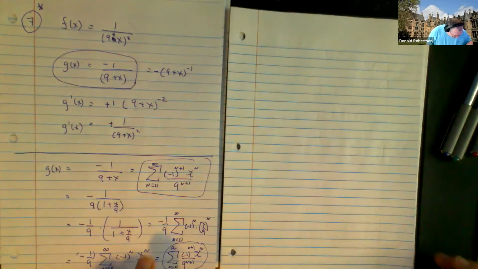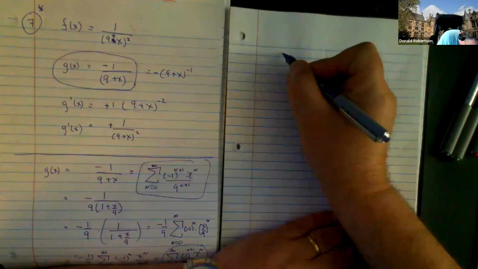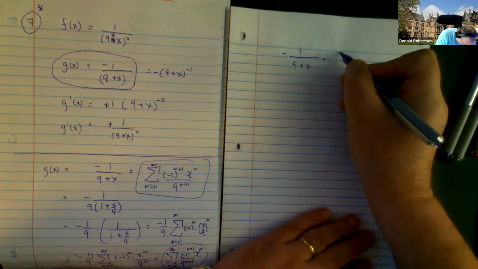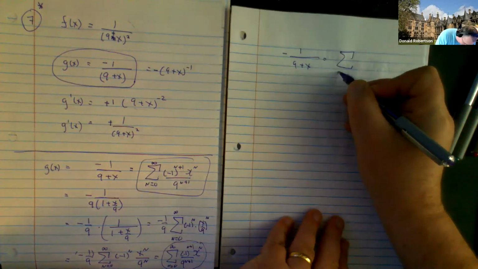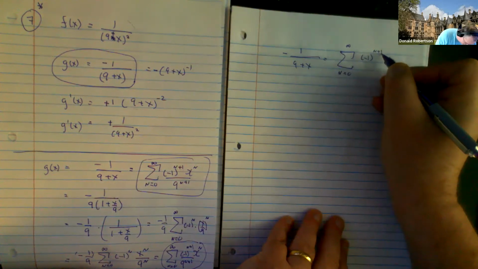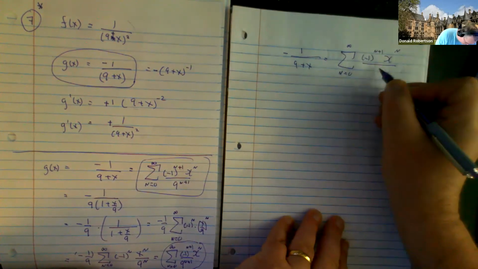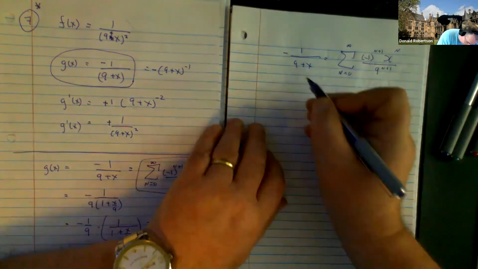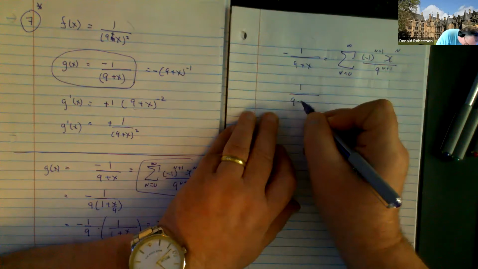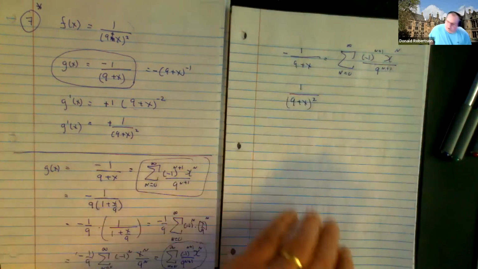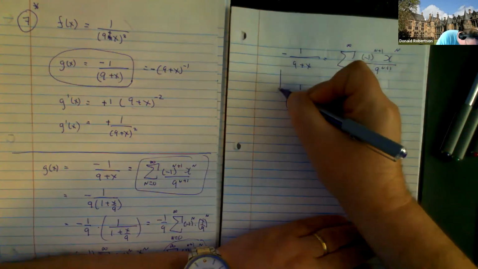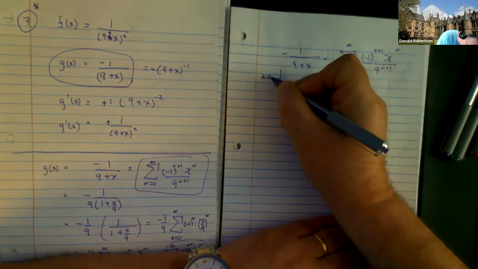Now, I'm going to differentiate this guy. So here we go. Negative that guy is equal to this power series. If I differentiate that function, don't we get that guy? Remember, if you differentiate it. So from here to here, I've differentiated.